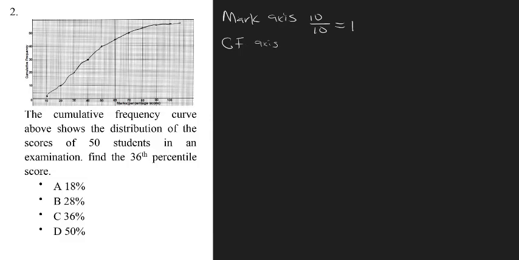If you check it, the first value here is 10, and as usual we say that there are 10 boxes in between, so it's going to be 10 over 10, which is 1. So every small box on the cumulative frequency axis is also 1. So in this case now, we are looking for the 36 percentile. 36, right?